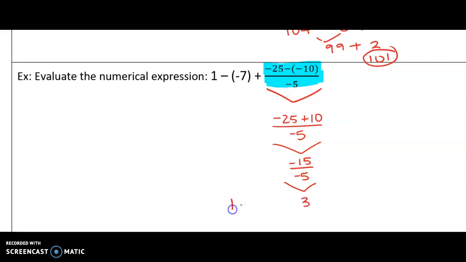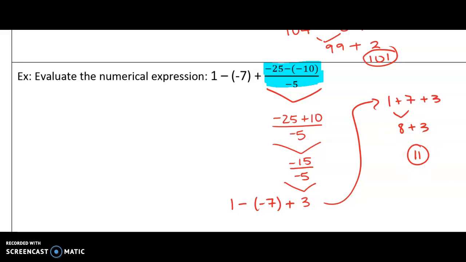So now I have 1 minus negative 7 plus 3. I'm going to continue my work over here. I'm going to change that 1 minus negative 7 to 1 plus positive 7. Then add 3 to that. 1 plus 7 is 8. 8 plus 3 is 11.